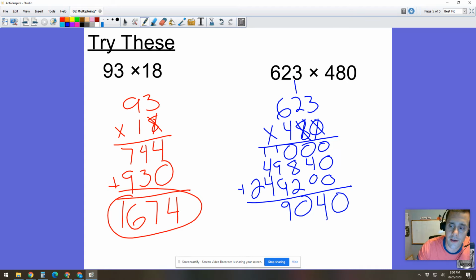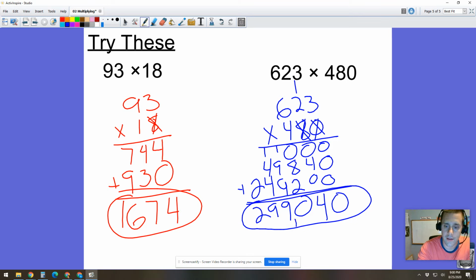Writing the 9 and carrying a 1. Over here in the column, 1 plus 4 is 5, plus another 4 is 9. And then finally, 2 plus nothing is 2. Got a little sloppy on you. I apologize, but your final product, 299,040.